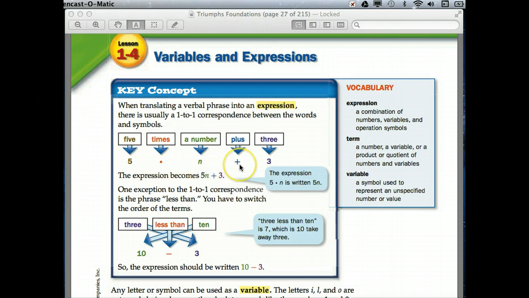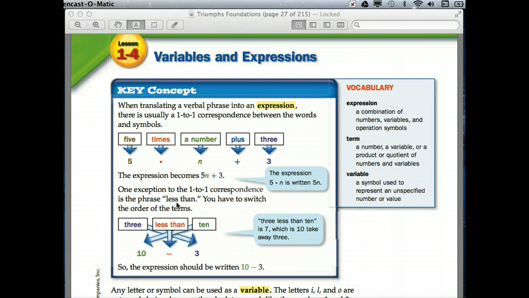Here's another operation symbol. So this one reads 5 times a number, so we're using N for a number, plus 3. So when we put it all together, 5 times a number we rewrite as 5n, because this means the same thing as 5 times n. So 5n plus 3. Now there is an exception to the one-to-one correspondence in the phrase less than.